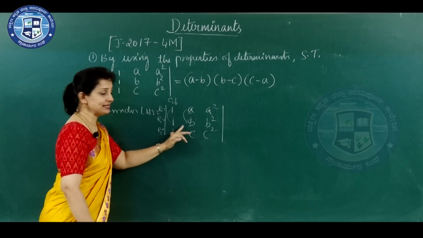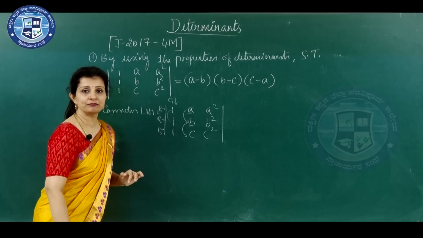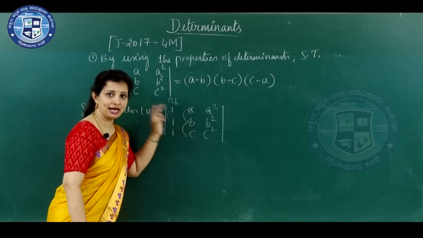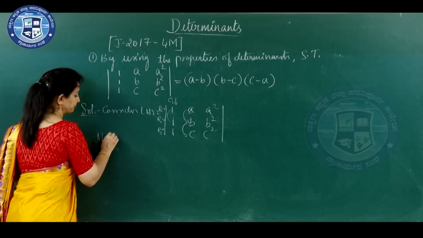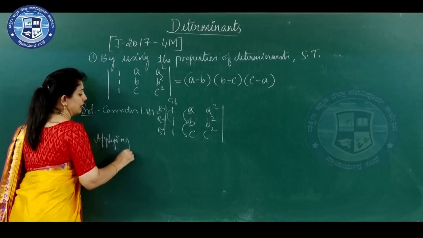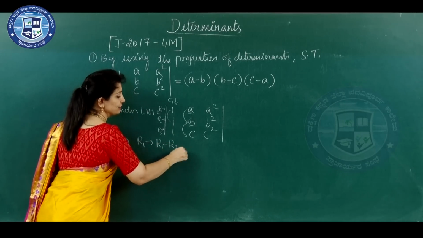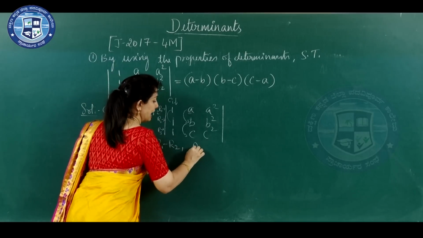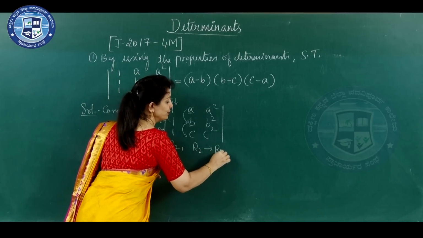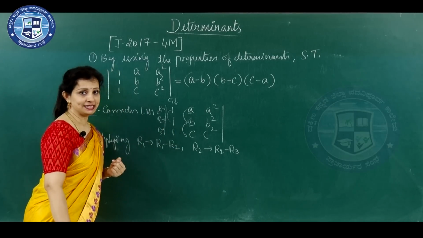So, how can you get B minus C? B minus C means R2 minus R3. Two operations can be applied simultaneously. So, we will apply R1 implies R1 minus R2, first one. Next, to get B minus C, we can apply R2 implies R2 minus R3. Two operations can be applied simultaneously.